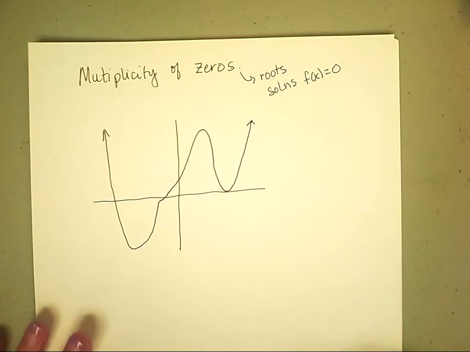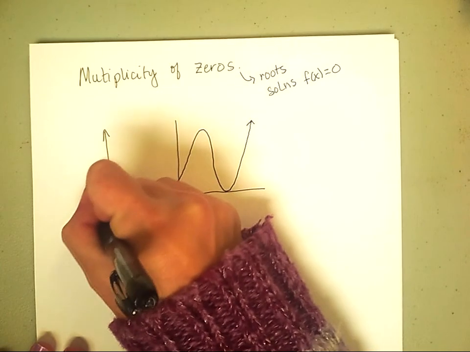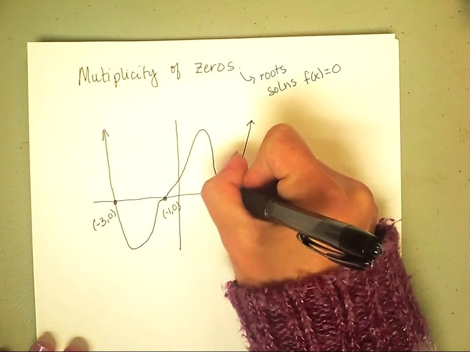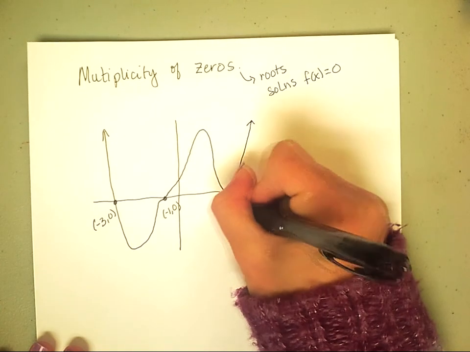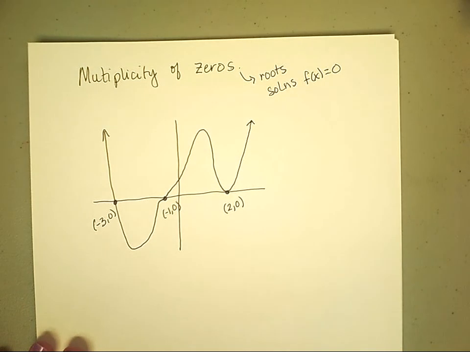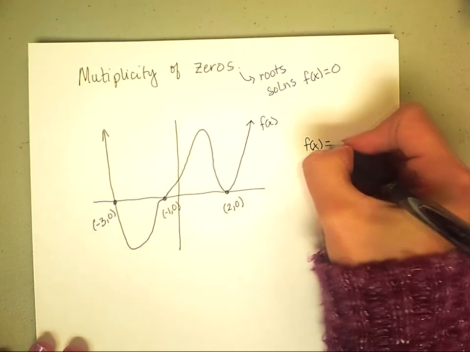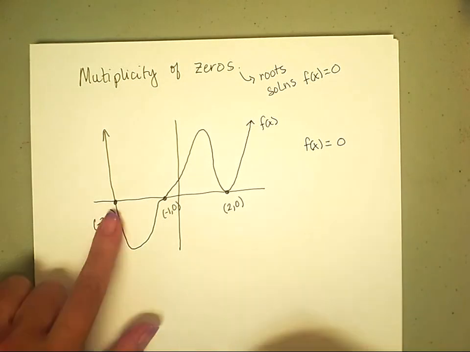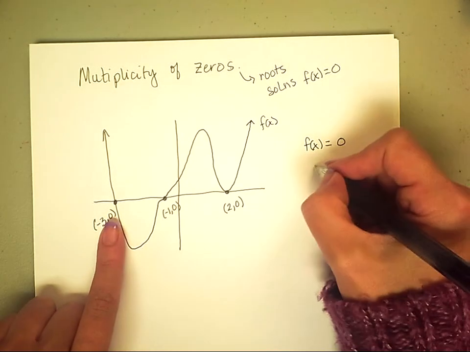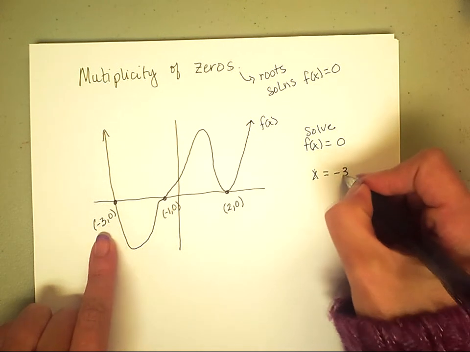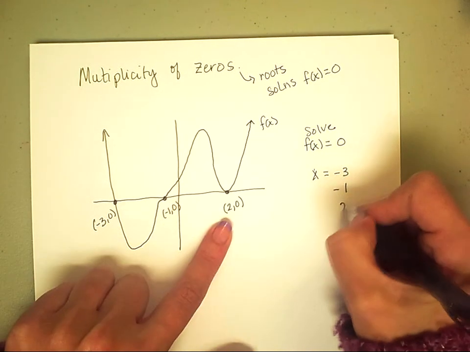So say it's something like this, and let's say this is the point negative 3, 0, and this is the point negative 1, 0, and this is the point 2, 0. So the solutions to where this function f of x equals 0 occur at the x-intercepts. If we were to solve f of x equals 0, we would get x is equal to negative 3, negative 1, and positive 2.